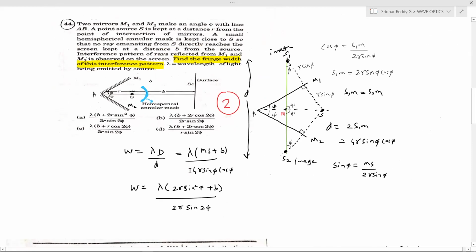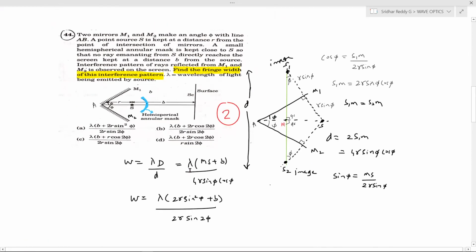Numericals are expressed through numericals, so when we work out more numericals, things will be easier for us. So there's a monochromatic source, and two mirrors M1 and M2. Two mirrors M1 and M2 make an angle phi with the line AB.